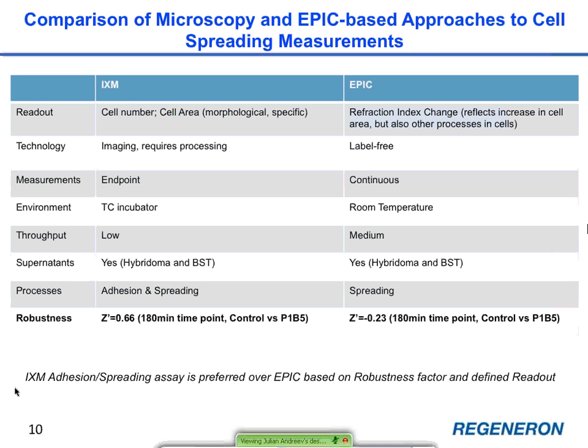So our conclusion was that the functional assay, IXM adhesion spreading, is preferred over EPIC based on the factor of robustness.